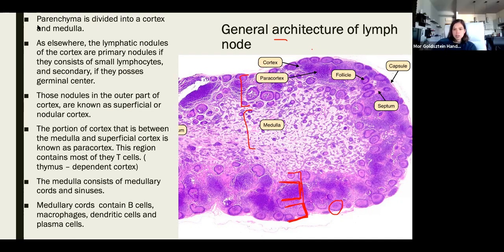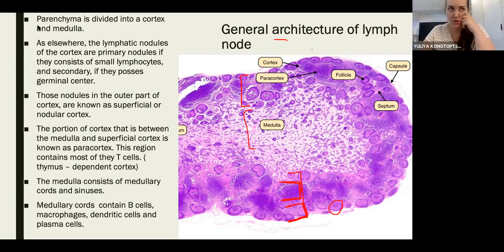Of the cortex. You said outer cortex? Of the lymph node, which has two parts. The cortex has the outer cortex and the paracortex, which is the inner part. So the outer cortex is just called outer cortex, that's it. That's how you call it.